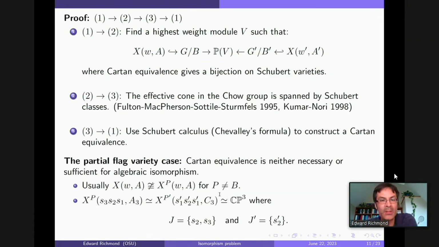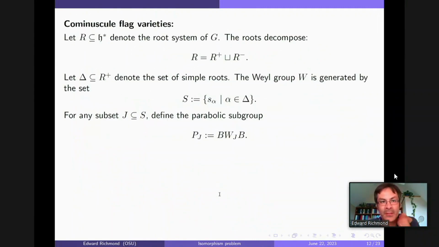All right, so I'd like to move on to the partial flag variety case that we do know something about, and that's going to be co-minuscule flag varieties. So I'm kind of starting over a little bit with this portion. We're going to let R be the root system of G, and the root system decomposes into positive and negative roots, and we have simple roots. And again, the simple roots correspond to the generators of the Weyl group.